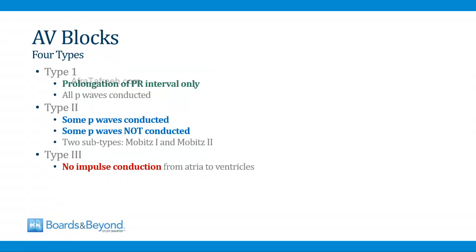Well, the way you do that is by looking at the ECG in the patient with AV block. And when we look at AV blocks on the ECG, we divide them into one of four types. The first type is called type 1 AV block, and in this form of AV block, there is prolongation of the PR interval only, and all P waves are conducted. There are no non-conducted P waves.